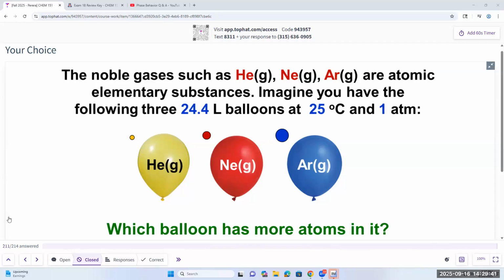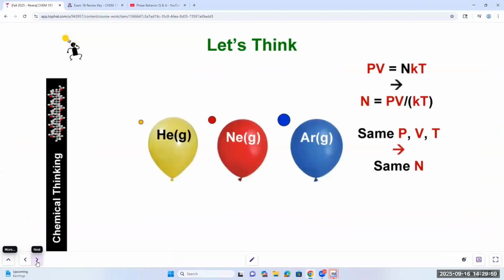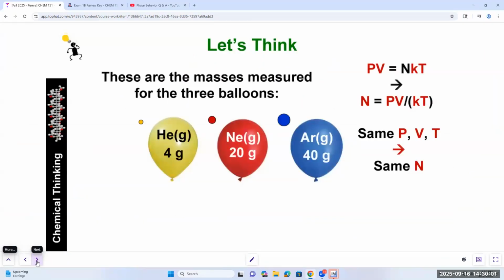We have the same number of helium particles, neon particles, and argon particles. Okay. Now, how did you do that? By getting the same pressure, volume, and temperature for all these balloons, we were able to do that. That's beautiful. Okay. If we weigh these balloons, these balloons registered these weights.